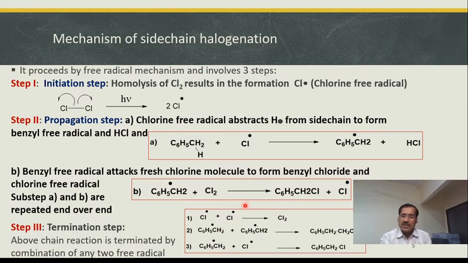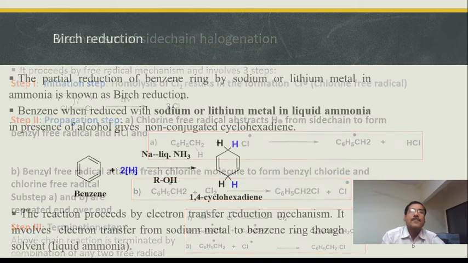So this is how you can explain the side chain halogenation. This mechanism is very similar to the halogenation of methane. The only thing is, in methane you have CH3 and H, whereas here, instead of H, you have a phenyl ring. Otherwise the mechanism is very similar.